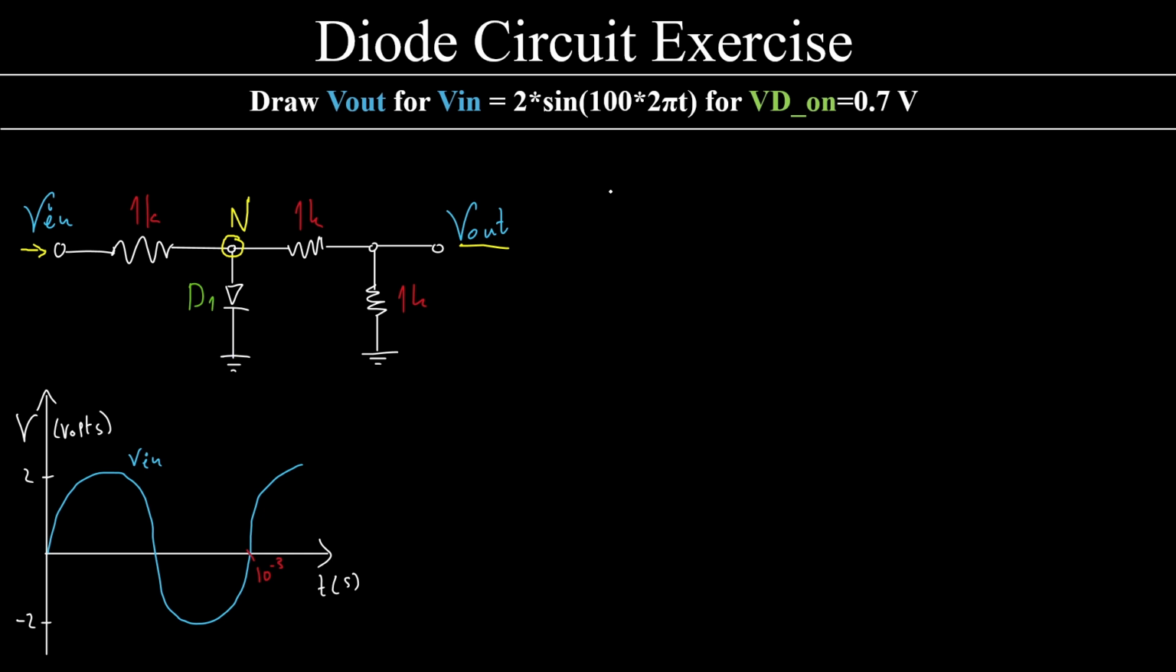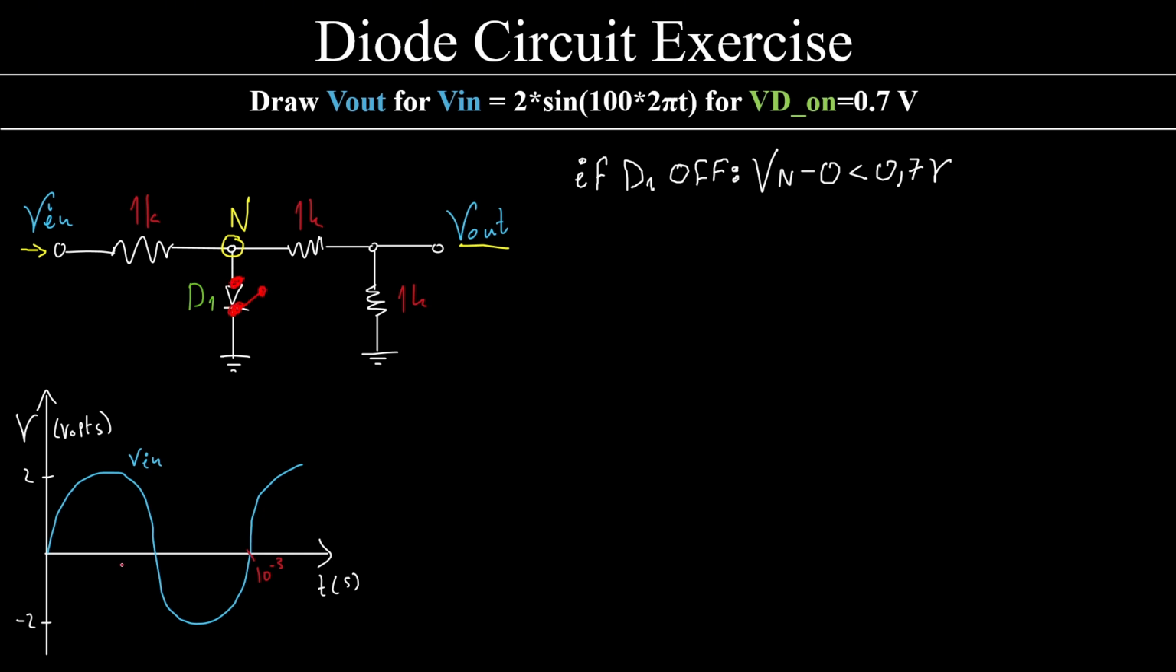Now, why did we do this? In order to identify the conditions for the diode. The diode has two conditions, either it is off or on. If the diode is off, then this condition must hold true: Vn minus 0 must be less than VD on, 0.7 volts.